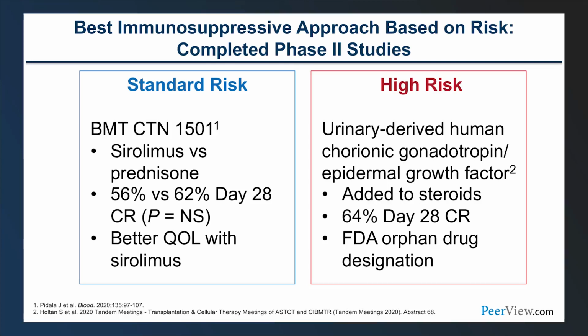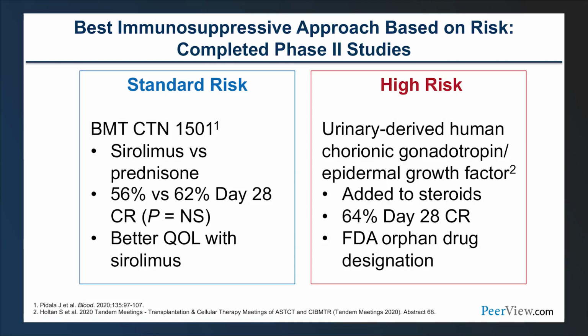And what they showed is the investigators looked at quality of life and found that to be better in patients who received sirolimus. So here with this phase 2 study, we now see that it is possible to use sirolimus in standard risk acute GVHD patients without compromising outcomes and at the end having a better quality of life.